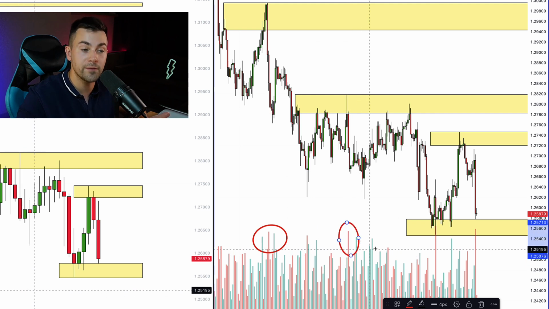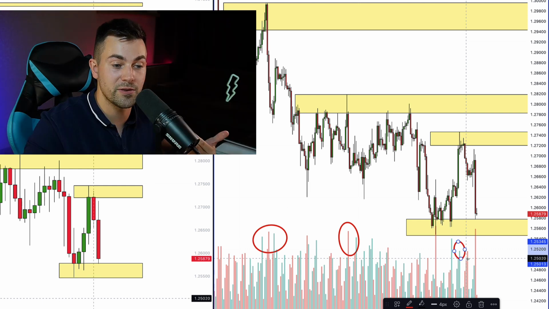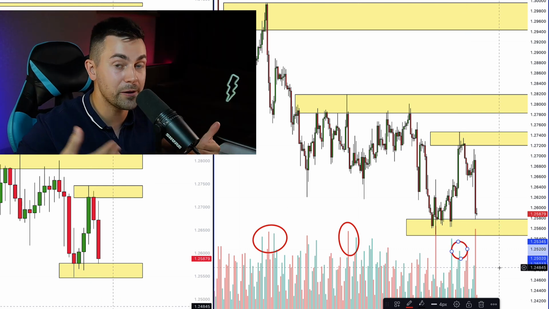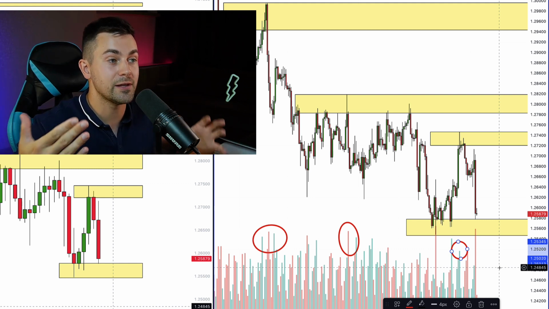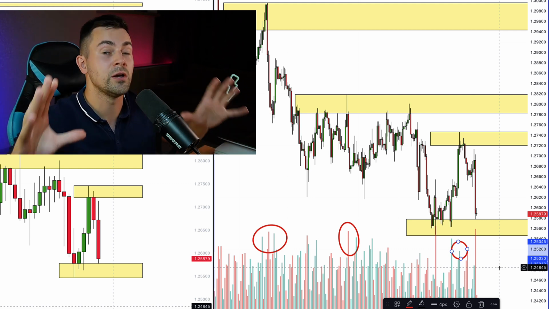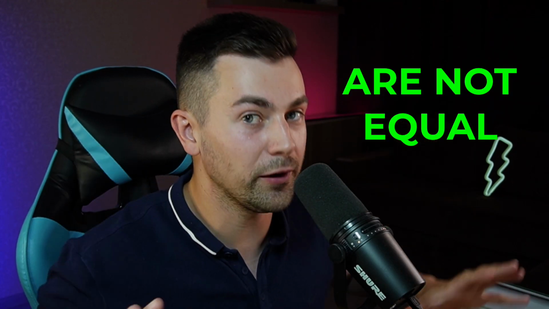And these significant volume spikes show us the activity of big players. They show us that big players were placing their orders there. The money was changing hands. And for that reason, we saw such a high volume of transactions. And of course, the liquidity zones are not equal. Some liquidity zones are more significant than others. And let me show you how to spot the most significant ones.